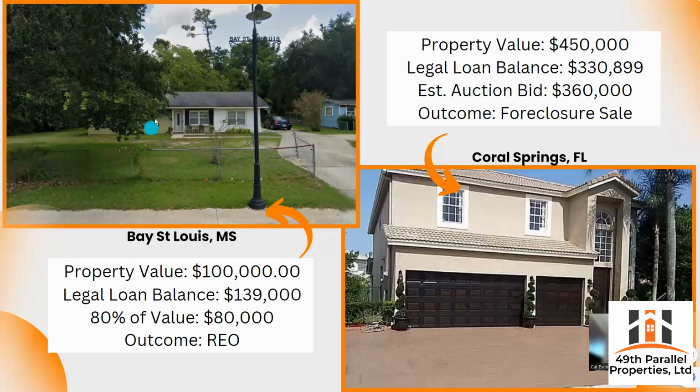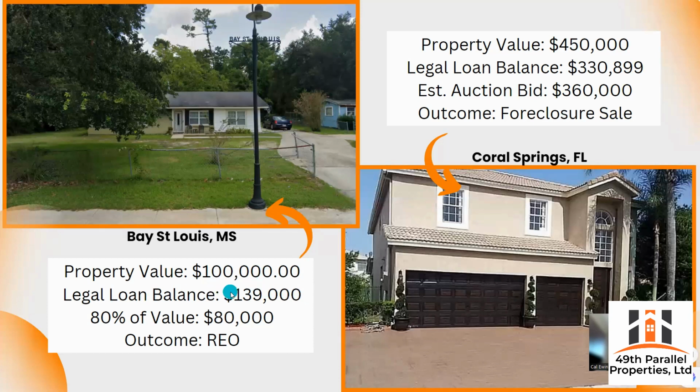Now, the other basket is this one over here, the ones where there's not a lot of equity or even negative equity. Okay, so this is a property in Bay St. Louis, Mississippi. There's the property there. And the property value as is, current condition, is 100,000. The legal loan balance you can see is 139,000. So the borrower is actually underwater by 40 grand.